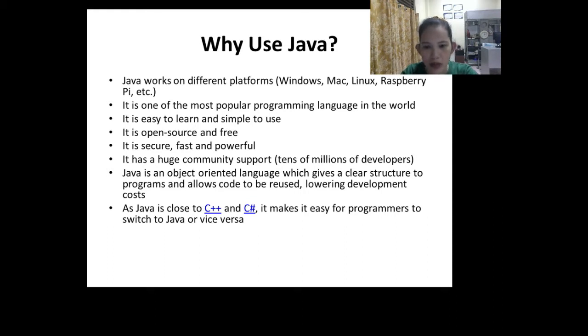Java is an object-oriented language, which gives a clear structure to programs and allows code to be reused, lowering development costs. As Java is close to C++ and C#, it makes it easy for programmers to switch to Java or vice versa. If you are learning Java, then it will be easy for you as well to learn and code C++ and C#. These are other programming languages that are popular nowadays.